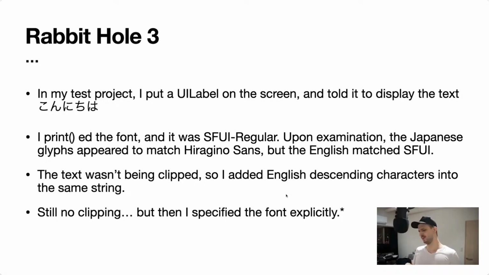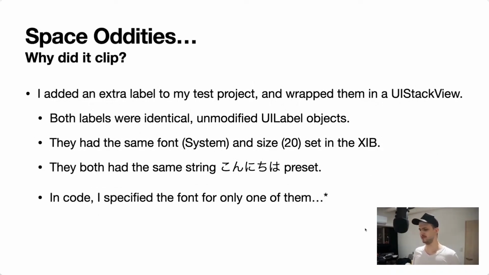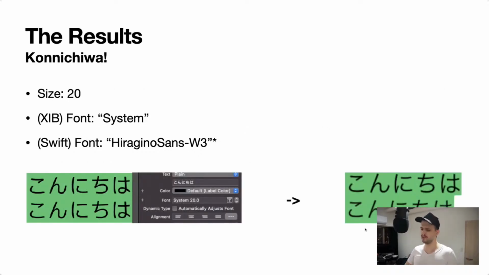The text wasn't being clipped yet, so I added an English descending character into the same string, and there was still no clipping. But then I noticed that we were doing something in the PayPay app that I wasn't doing in my test project: we were specifying the fonts explicitly. So I added an extra label to the test project and wrapped them in a UIStackView. The labels were identical, unmodified UILabel objects. They had the same font set in the zib and the same string preset, and in code I specified the font for only the top one in the screenshot I'm about to show you. And the results surprised me.